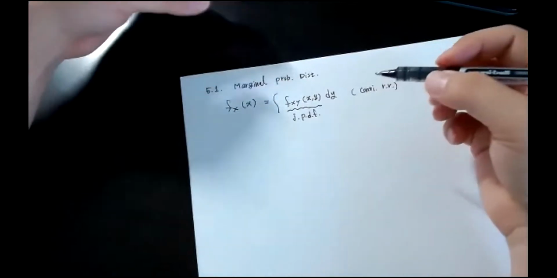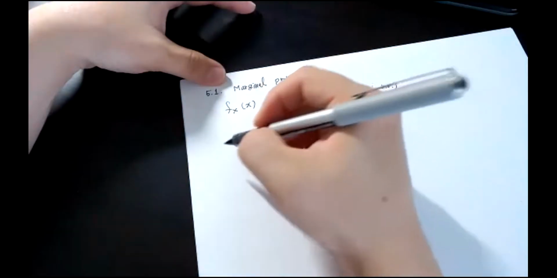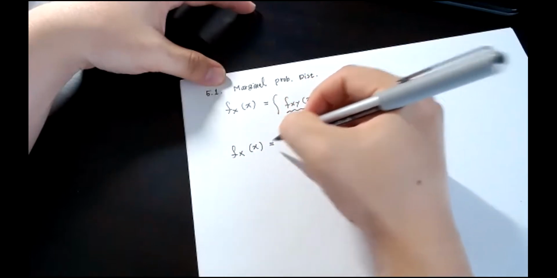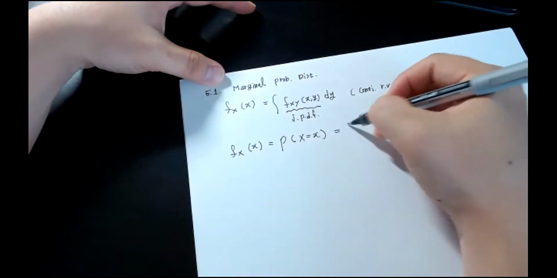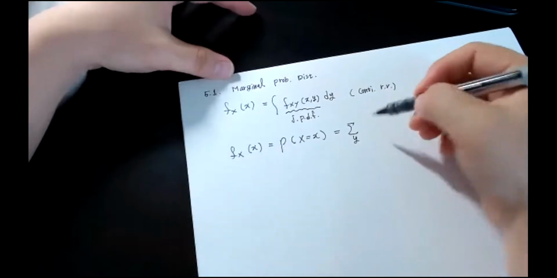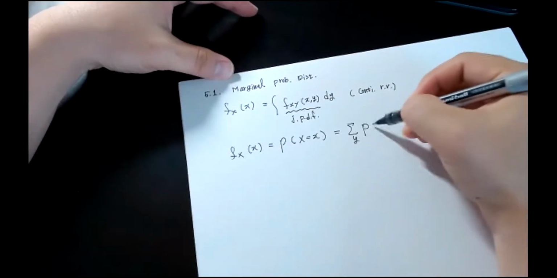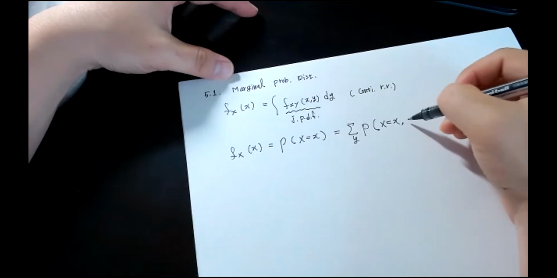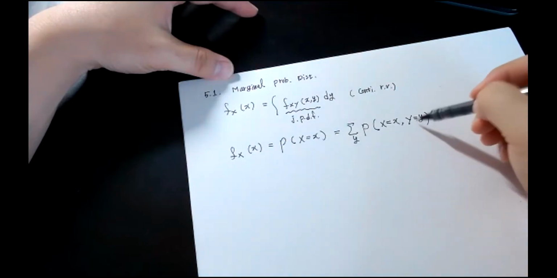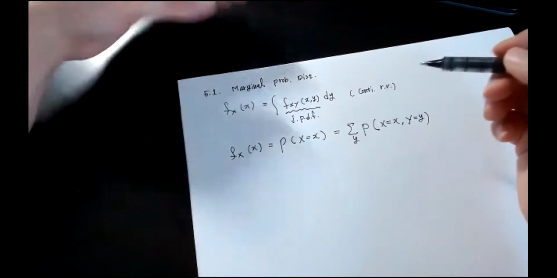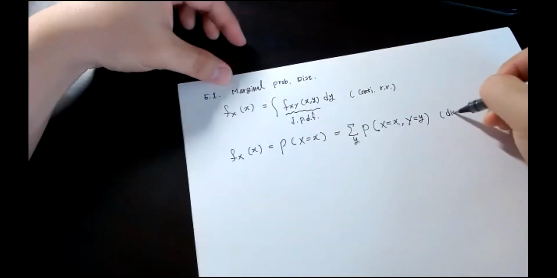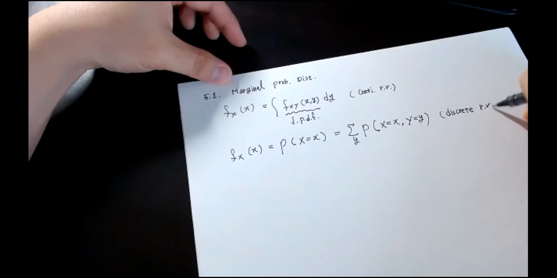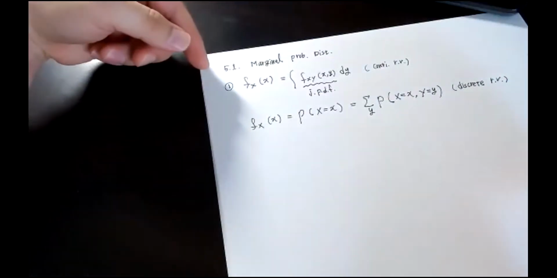In case we deal with a discrete random variable, then f_X(x), which is equal to the probability that X is small x, is equal to sigma, a sum of all probabilities that X is x and Y is y. See that the y value is moving, and then we take a sum. So this is for the discrete random variable. That's the marginal probability distribution of x.